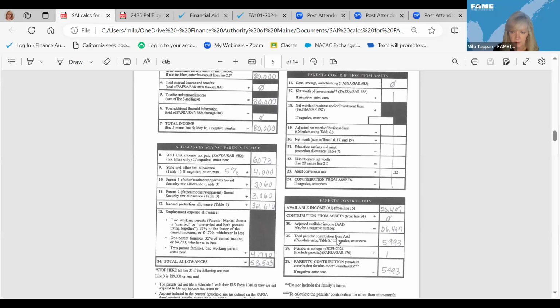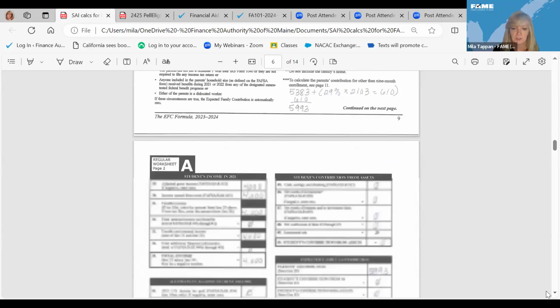So basically, the rest of the calculation was very similar. You had that available income. They did the crazy calculation. They used to divide by the number in college. And as we've talked about, that's no longer the case. So there is no longer a division by the number in college. Those are a couple of the most significant differences from last year's formula to this year's formula.